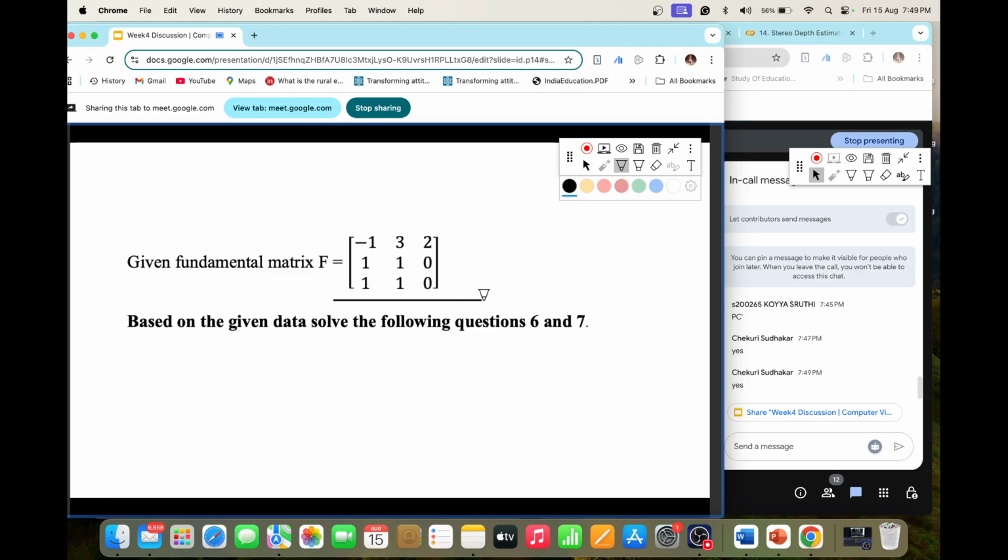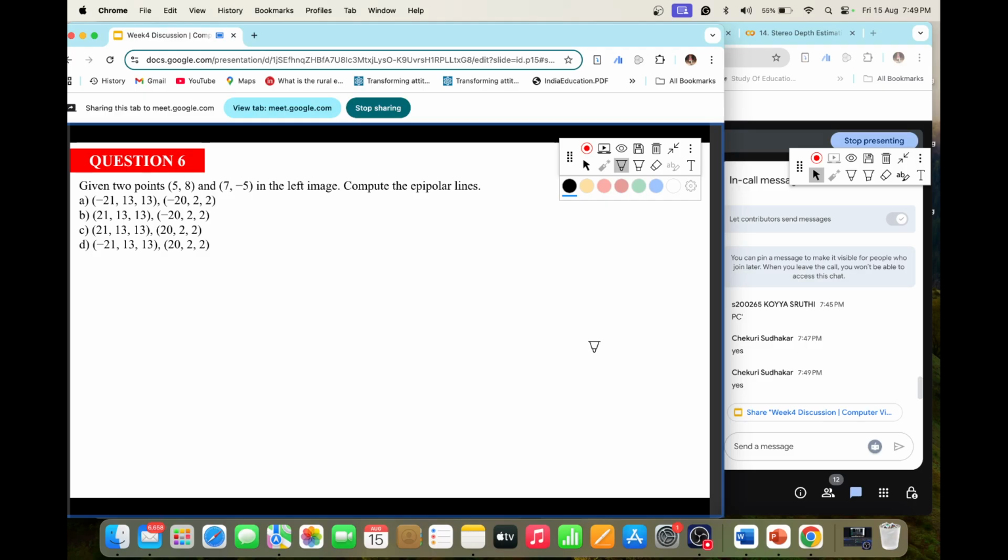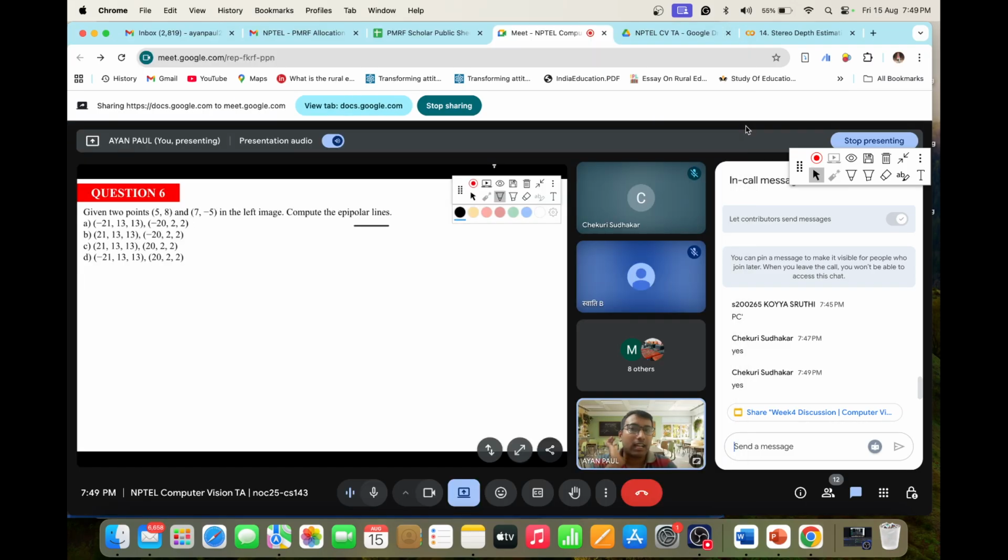Given the fundamental matrix, based on the given data, solve the following questions 6 and 7. Given 2 points 5, 8, and 7, minus 5 in the left image, compute the epipolar lines in the right image, right? So if we have the fundamental matrix and a point in the other image plane, how can we compute the epipolar line?